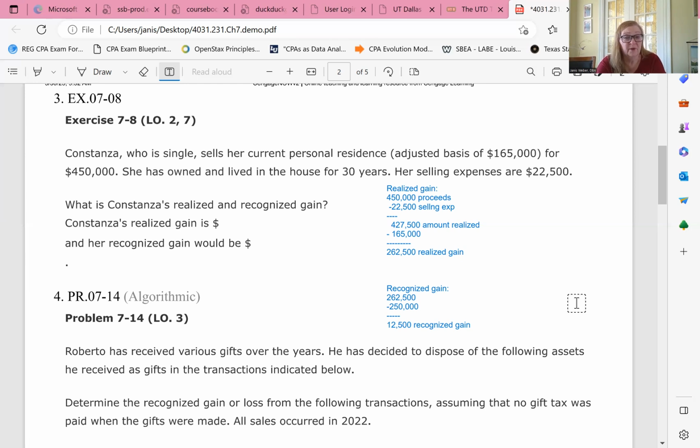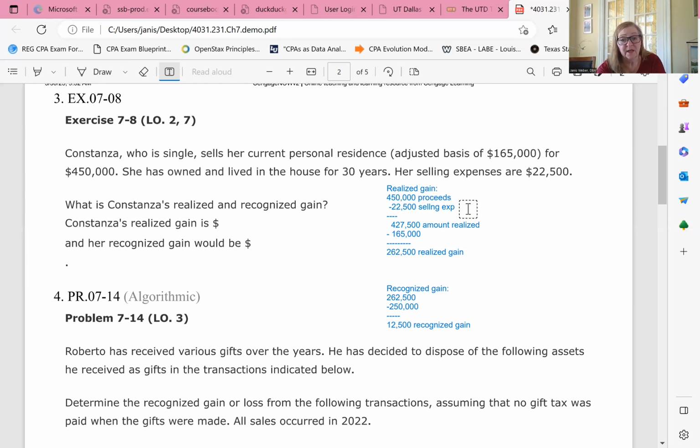But before we do that, we have to see how much did she realize, then how much is her gain. The amount realized is just straight up this time 450,000. That's the proceeds. We need to know her recognized gain and her realized gain. The realized gain is how much did she actually make gain on this transaction. And then the recognized gain is how much does she have to pay tax on.